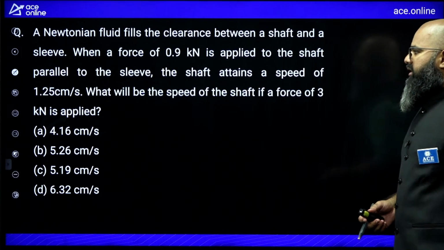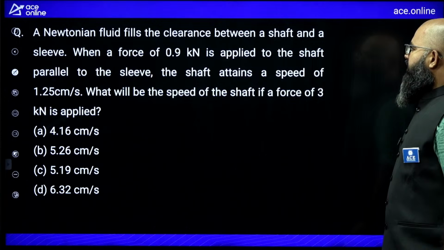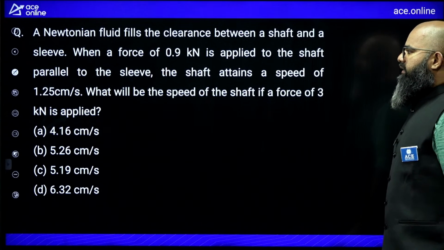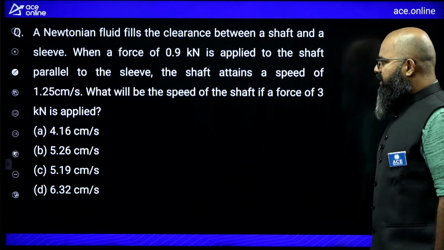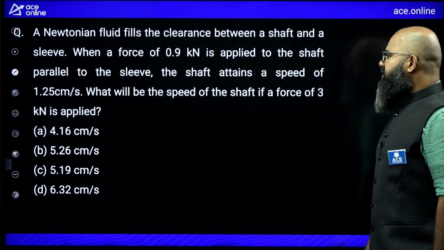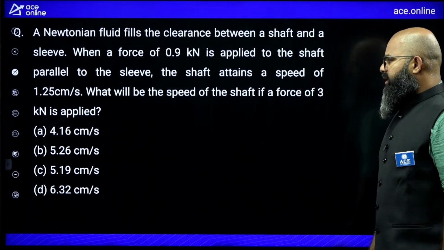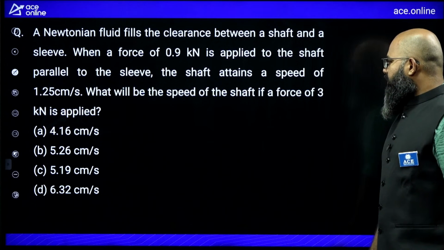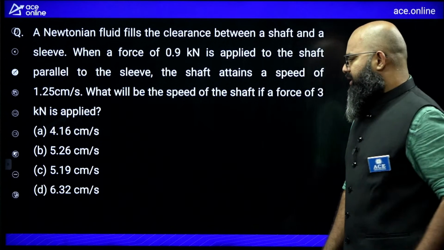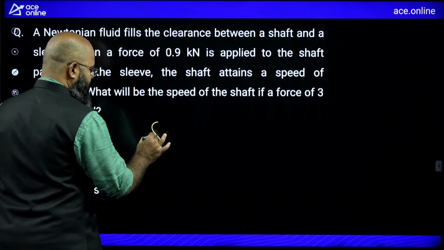Look at this question. Again a numerical, very simple numerical. The question is saying a Newtonian fluid fills the clearance between a shaft and a sleeve when a force of 0.9 kilonewton is applied to the shaft parallel to its sleeve. The shaft attains a speed of 1.25 centimeter per second. What will be the speed of the shaft if the force applied is 3 kilonewton? अब देखिए, the story is something like this. Imagine there is a shaft you are having.